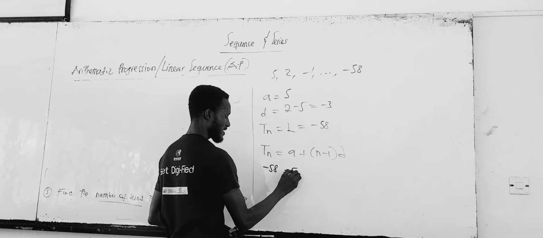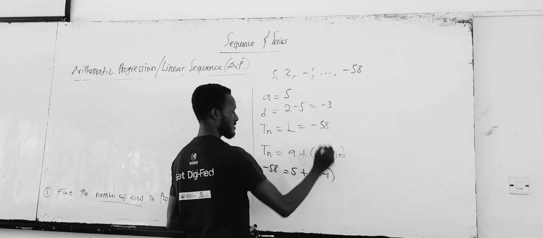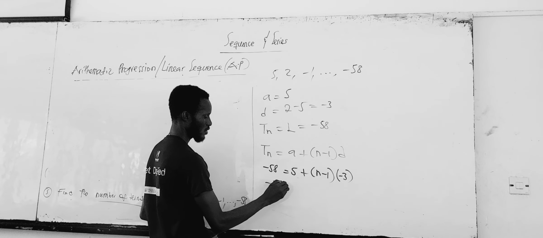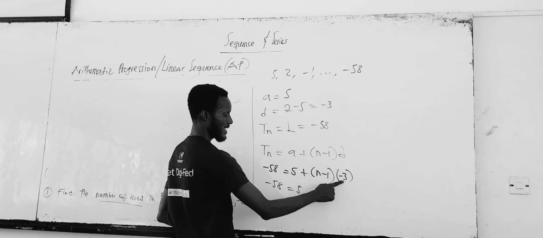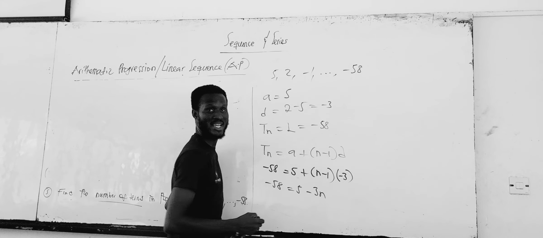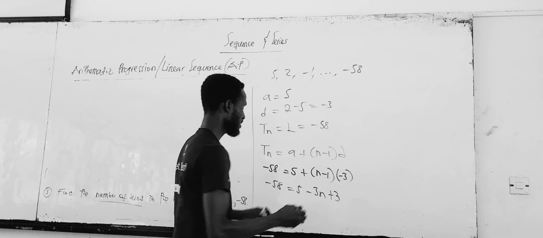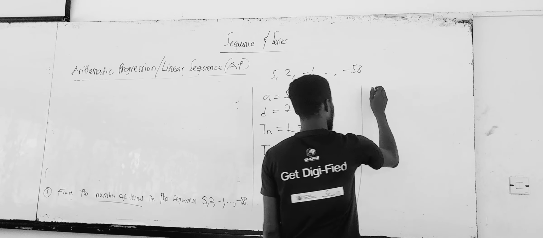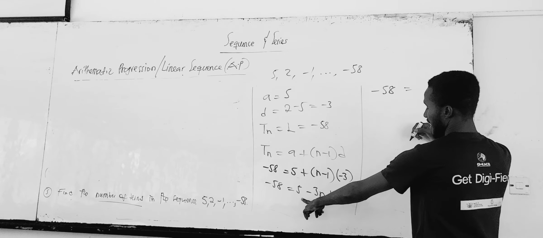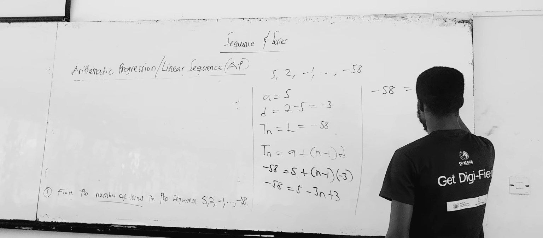Now what is A? A is 5, the first term is 5. We don't know n, we are looking for n. The D is negative 3. So at this point we can easily solve. Negative 3 times n will give us negative 3n, and negative 3 times negative 1 will give us plus 3. So at this point we can add this and this. We're going to have negative 58 is equal to 5 plus 3, which gives us 8, minus 3n.